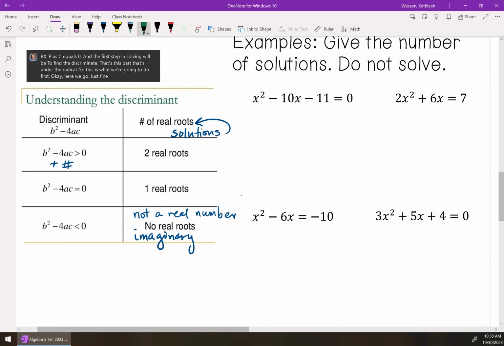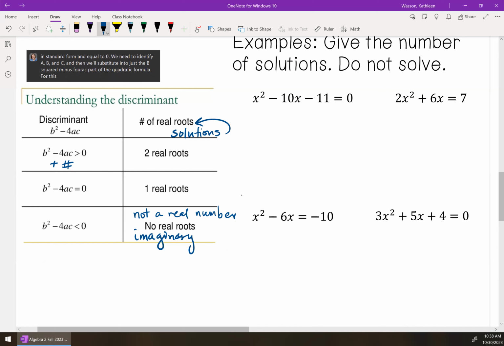To find the discriminant, the instructions are: give the number of solutions and do not solve for x. So what we need to do is identify a, b, and c. We need an equation that's in standard form, equal to 0. We need to identify a, b, and c, and then we'll substitute into just the b squared minus 4ac part of the quadratic formula.